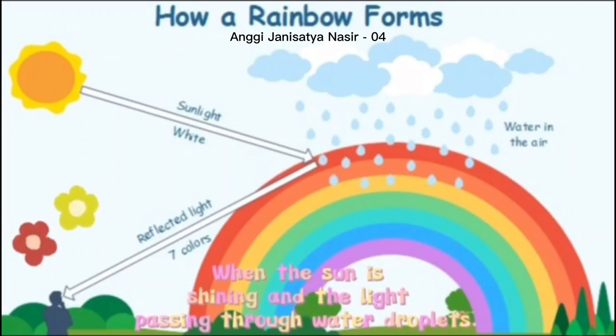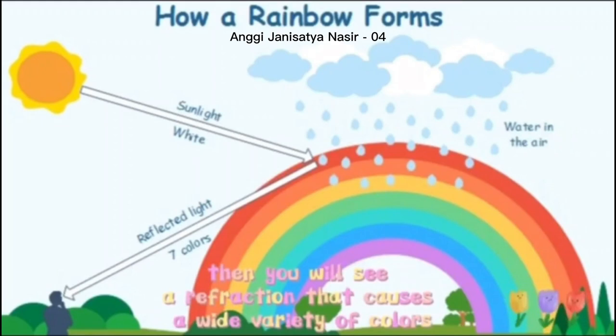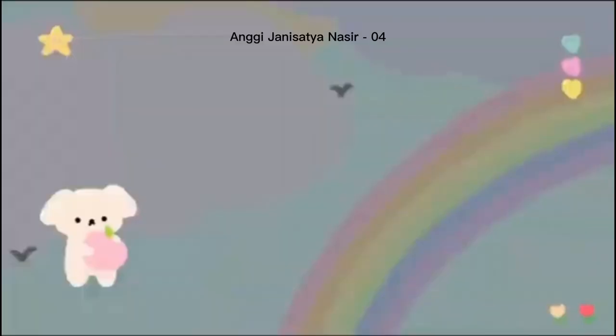When the sun is shining and the light passes through water droplets, you will see a refraction that causes a wide variety of colors. Light is refracted like light passing through a glass prism.